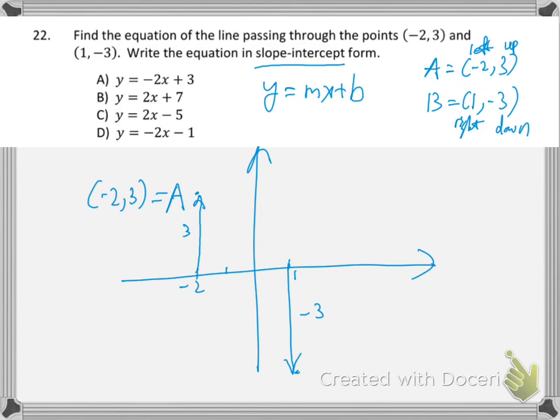So this is point B. So B is (1, -3). Okay, so now let's draw the line from A to B. Okay, so the red line.